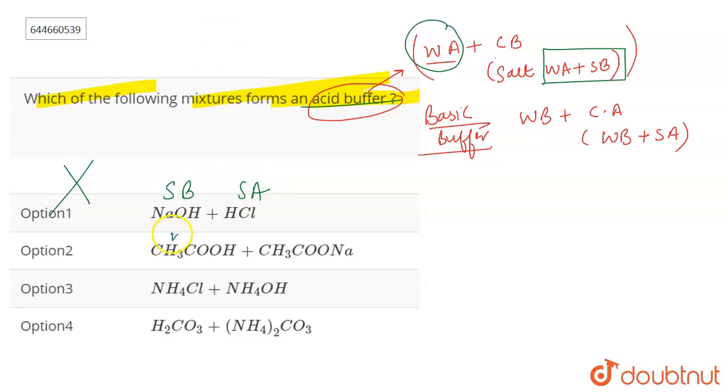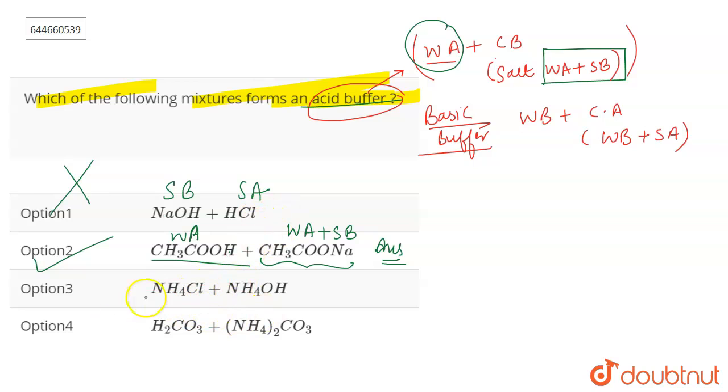The next one is acetic acid, which is a weak acid, and the other is sodium acetate, which is a salt of the weak acid, acetic acid, and the strong base, NaOH, right? And this salt is the conjugate base of acetic acid, because on removing H plus, we get the conjugate base, which is CH3COO negative. So the salt of its conjugate base is present, and therefore option 2 forms an acidic buffer, because it consists of a weak acid and the salt of a weak acid and a strong base. So this is an acidic buffer. The correct answer is option 2.